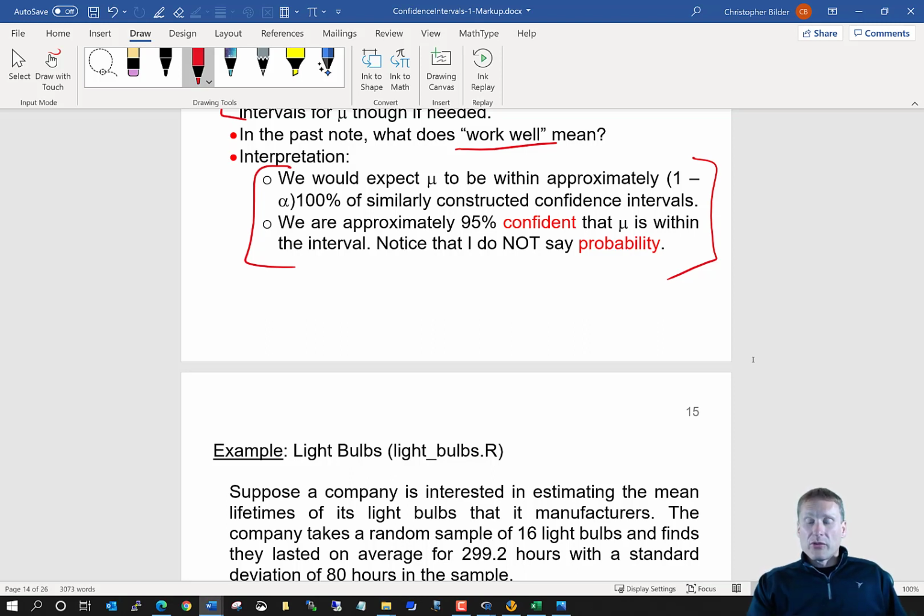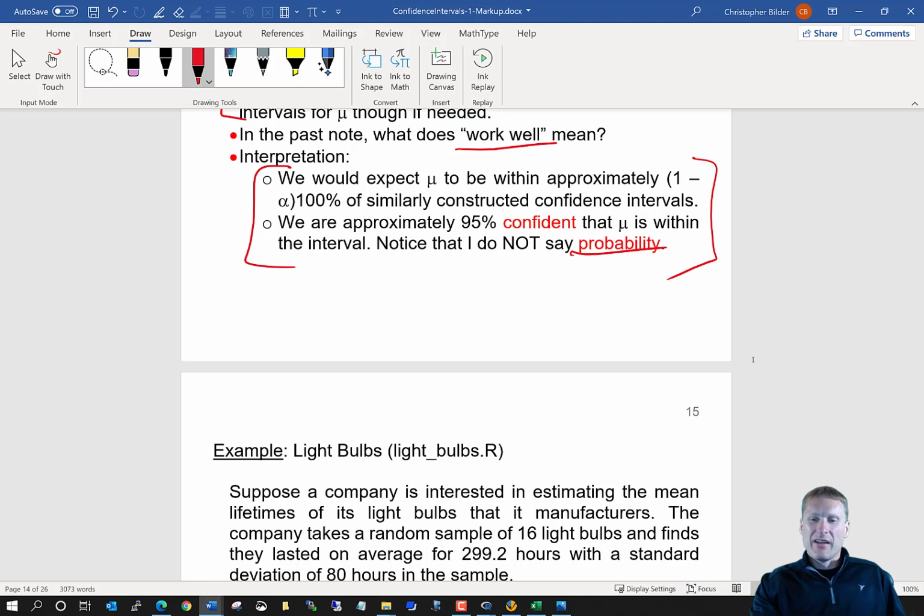We have two possible interpretations. We would expect mu to be within approximately 1 minus alpha times 100% of similarly constructed intervals. Okay. Or we are approximately 95% confident that mu is within the interval. Again, I do not say probability.